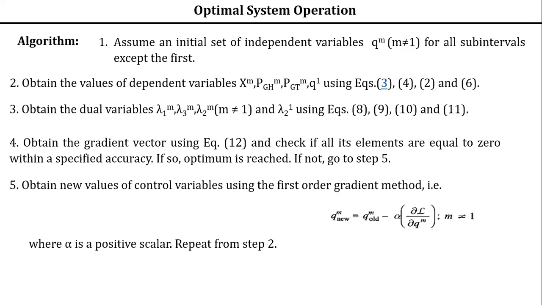After getting that, each time check the gradient. If the gradient is within the limits, then it is optimal. If not, then find the new set of values. Q new we have to find during each subinterval. Then again repeat steps 2 to 5. This cycle goes on till you get the optimal solution. Hope you understood this.